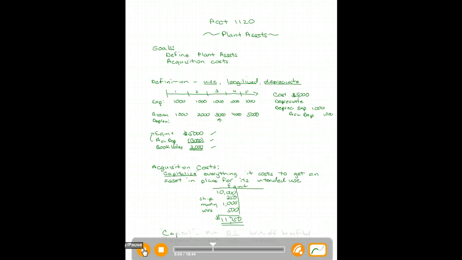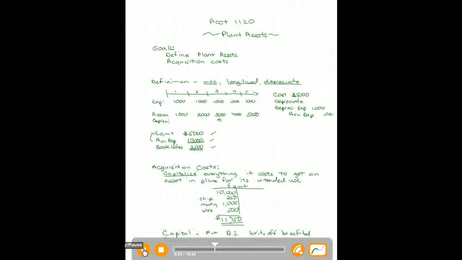To capitalize means to put on the balance sheet and then write it off over the periods benefited in the future.